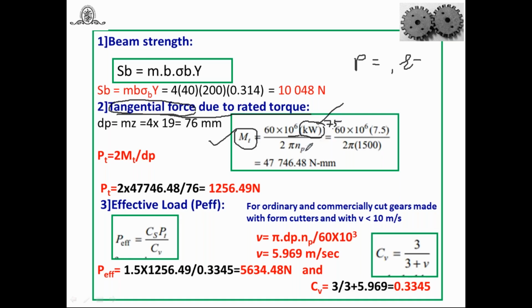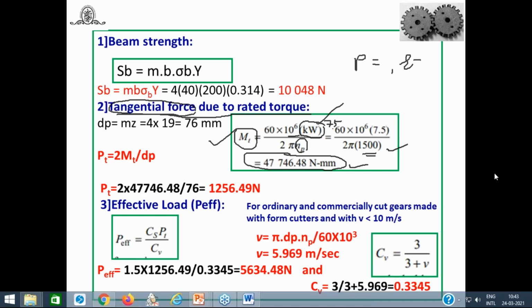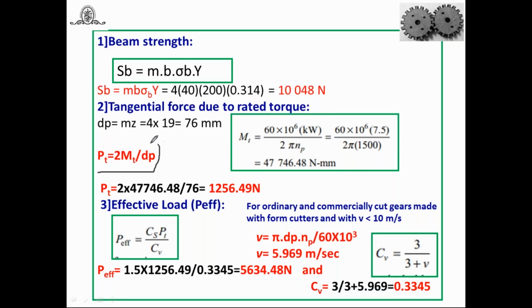upon 2 pi NP. NP means speed of that shaft, for the input pinion, 1500 RPM. So you will get the torque transmitted. How much? 47,746 Newton mm. Units are very important, right? Understand.